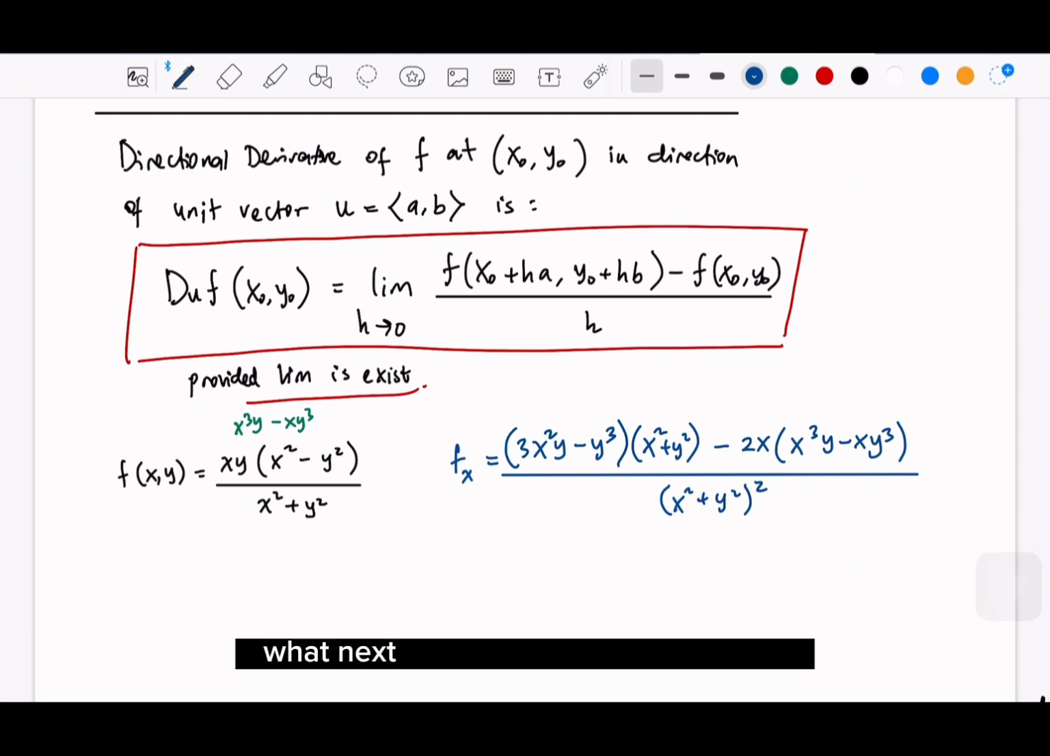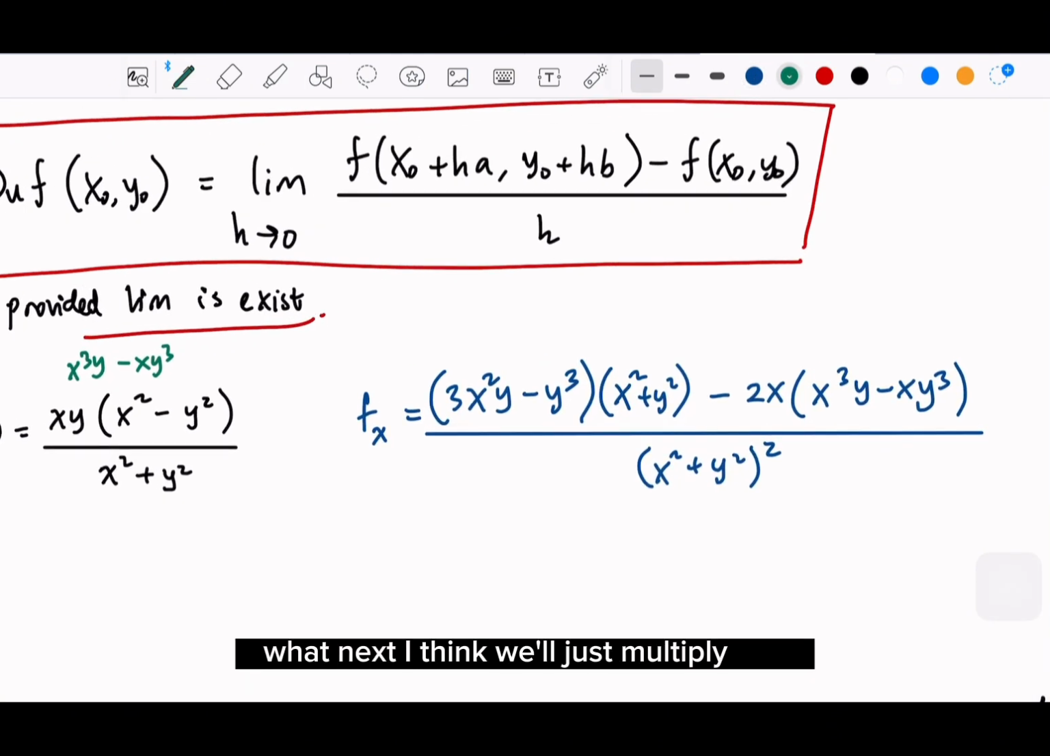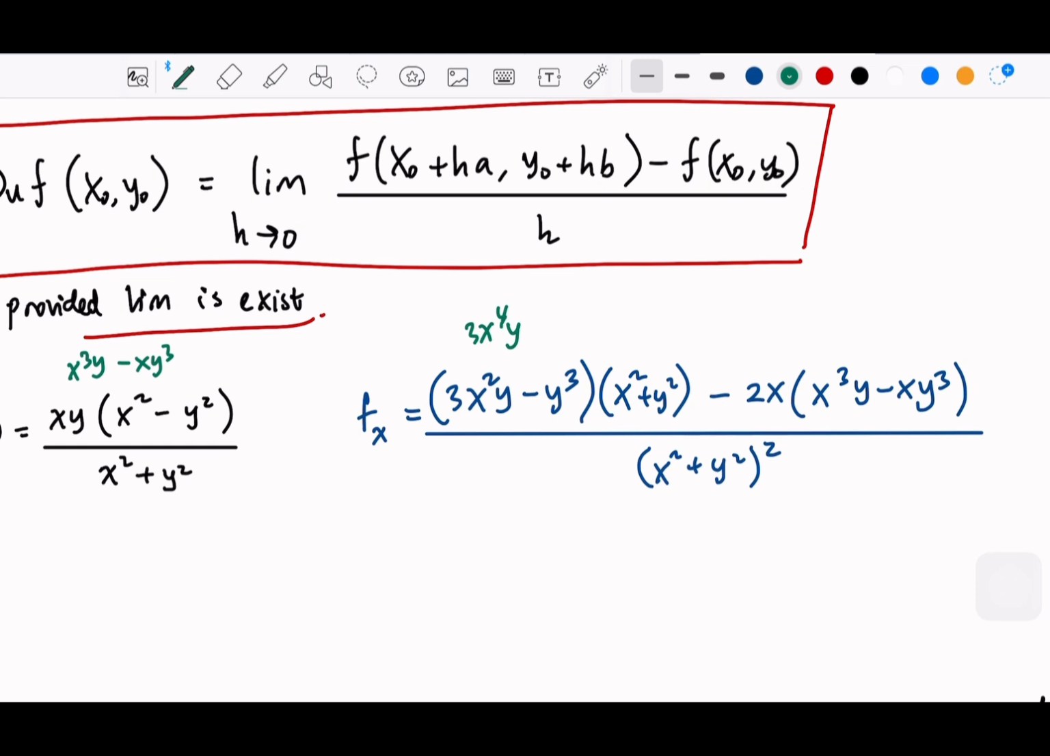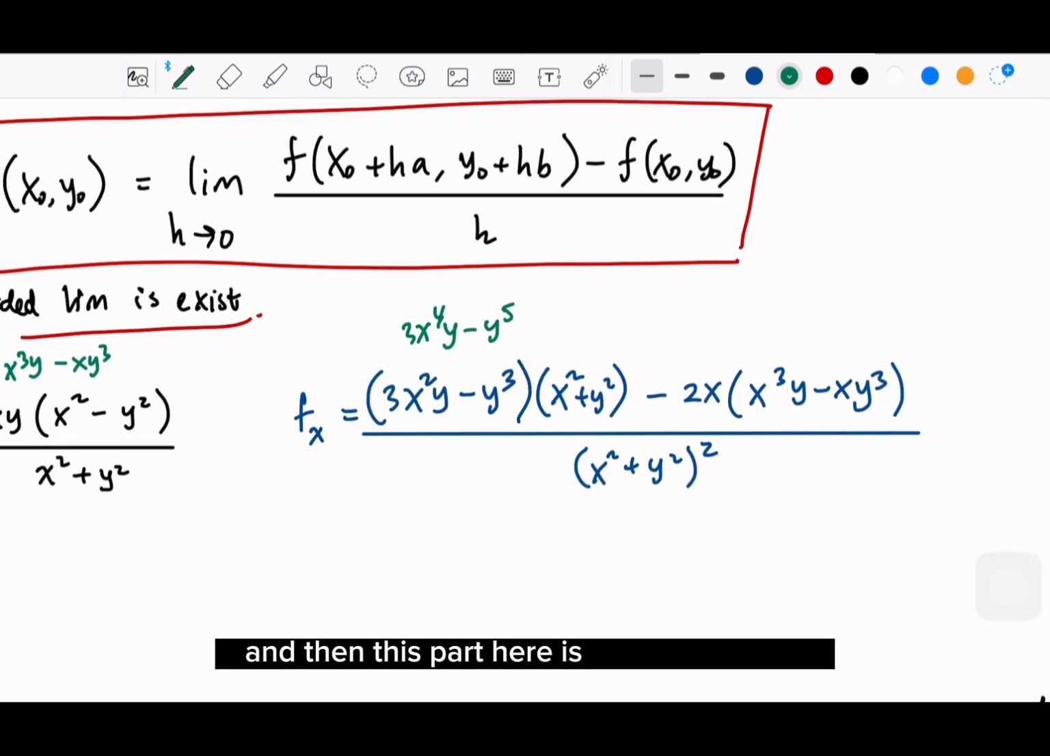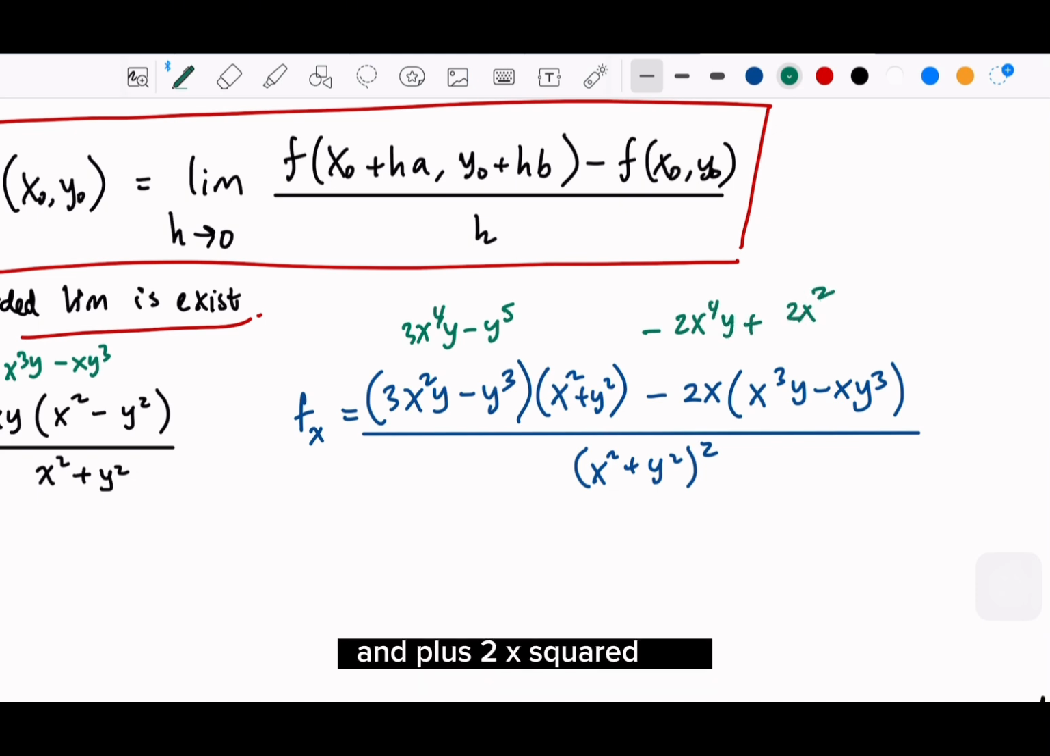What next? I think I will just multiply first and see what it looks like. So 3x^4 y minus y^5, right? Okay. And then this part here is negative 2x^4 y and plus 2x squared y cubed.